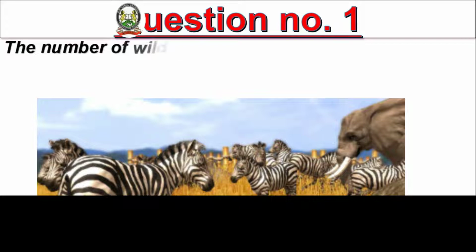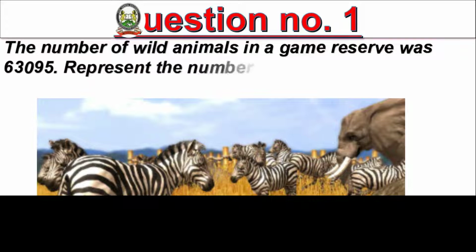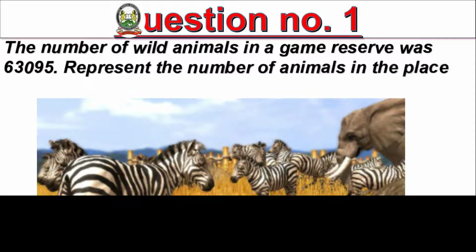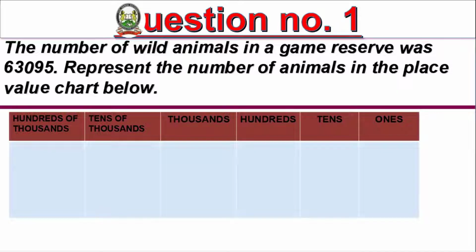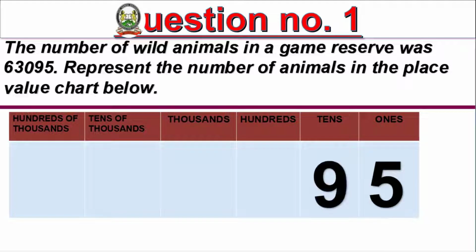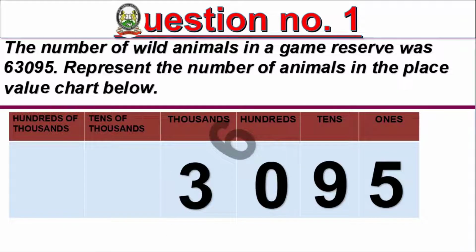Question number 1. The number of wild animals in a game reserve was 63,095. Represent the number of animals in the place value chart below. So this is the place value chart, whereby we want to represent this number here. You first start with the right-hand side. Then you can also separate the comma after putting 3 digits. So the 5 from the right will be the ones, and so on. So this is 5 ones, 9 tens, 0 hundreds, 3 thousands, and 6 tens of thousands.